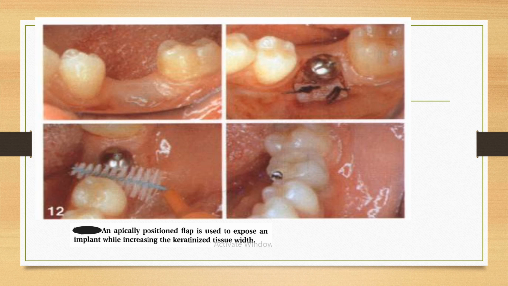This is the implant supported prosthesis. Here there is a buccolingual defect, and it has been augmented with the pouch procedure. An apically positioned flap is used to expose an implant while increasing the keratinized tissue. Here they have used an apically displaced flap to increase the attached gingiva. You can see that there is a loss of attached gingiva. Then an interdental brush has been advised for oral hygiene maintenance. This is the post-operative view.